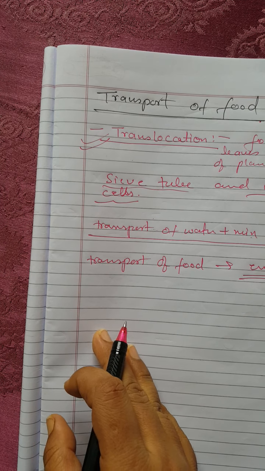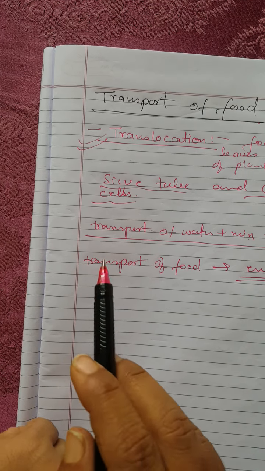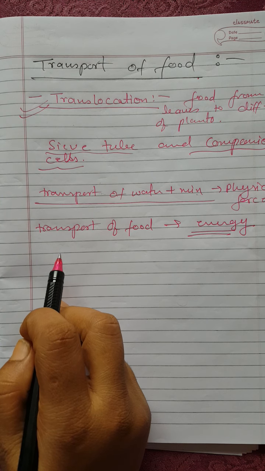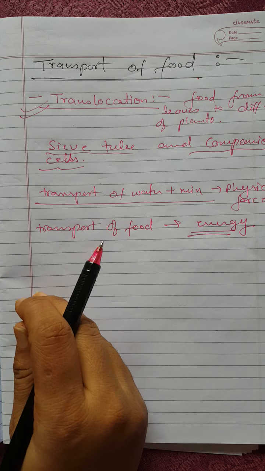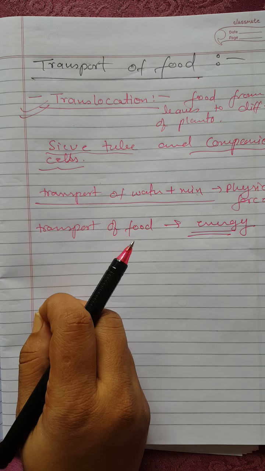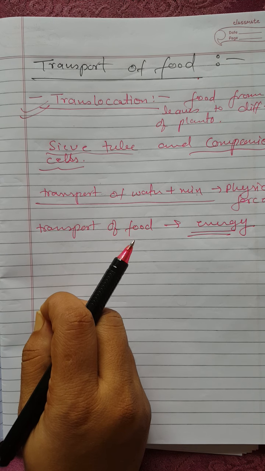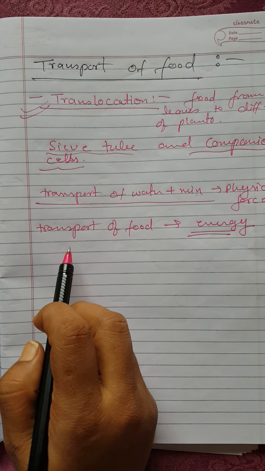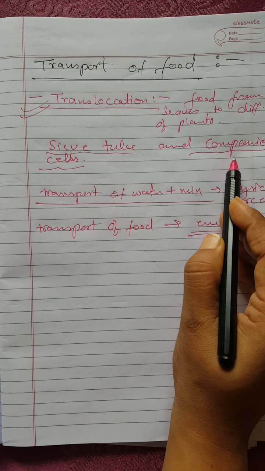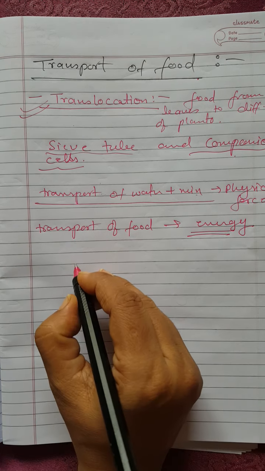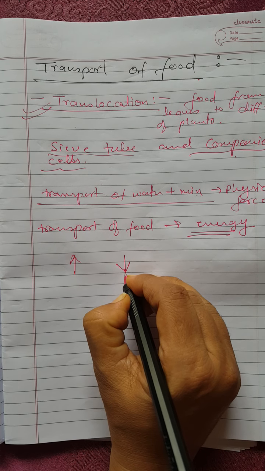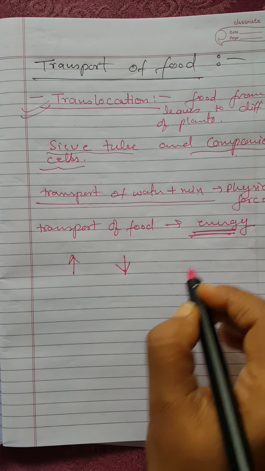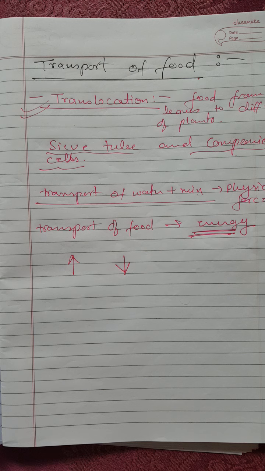So these things are about the transport of food in plants. I repeat once again, the transportation of food and other substances like amino acids, that is, translocation of food, takes place in the sieve tube with the help of the companion cell, in both upward and downward directions, utilizing energy.